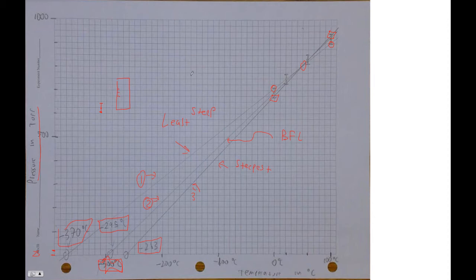So this is how to make the graph. It also needs a title. This is pressure versus temperature. Okay, it's always y versus x whenever you make a graph like this, right? Yeah. There you go. That's how to make the graph.